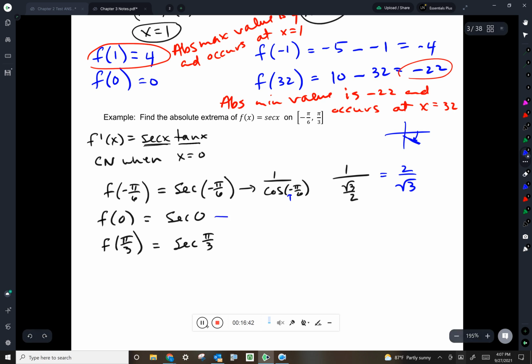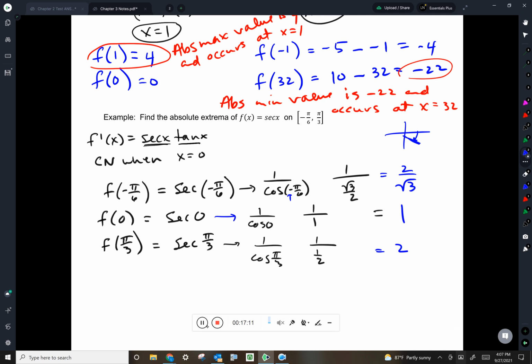Okay, so again, think of this as 1 over the cosine of 0. Well, the cosine of 0 is 1. So 1 over 1 is just 1. And then think of this as 1 over the cosine of pi over 3. So 1 over, well, the cosine of pi over 3 is 1/2. So isn't that going to come out to be 2?